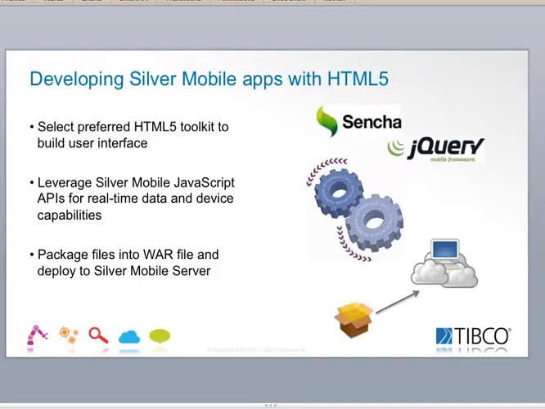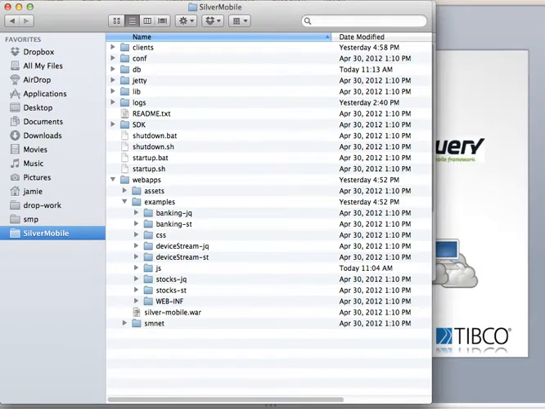We're going to get you set up with the right environment to develop HTML5 apps and deploy them to Silver Mobile. So first, you have to pick your toolkit to use. We have developed example applications using both jQuery Mobile and Sencha Touch. For these videos, and it's also my recommendation, you use Sencha Touch. It has an MVC paradigm and it's more mature. It's better.